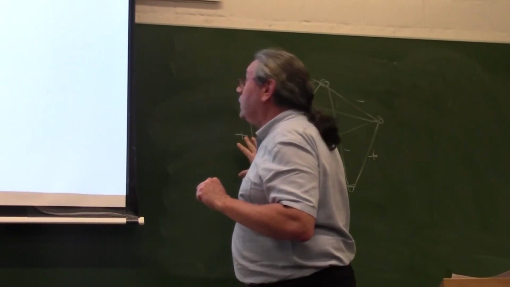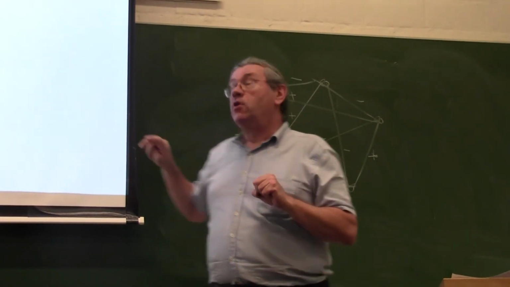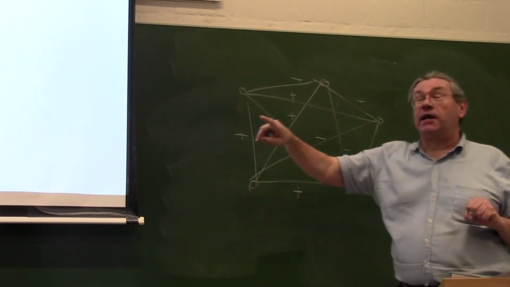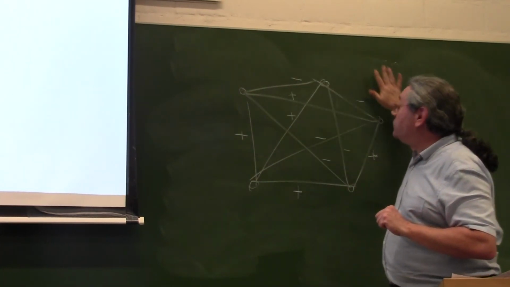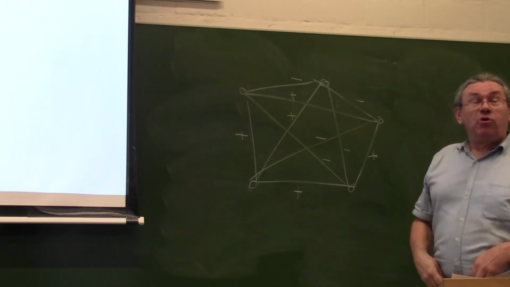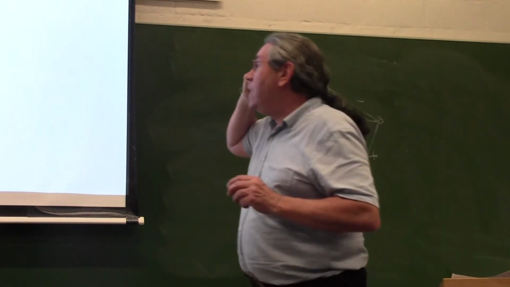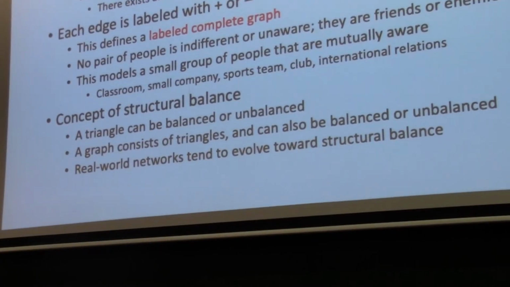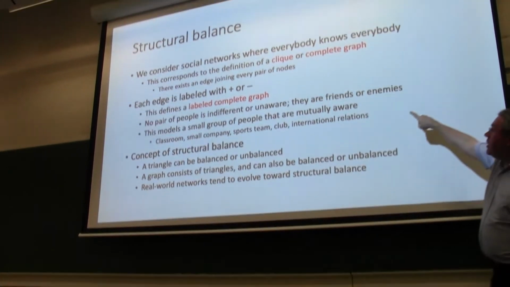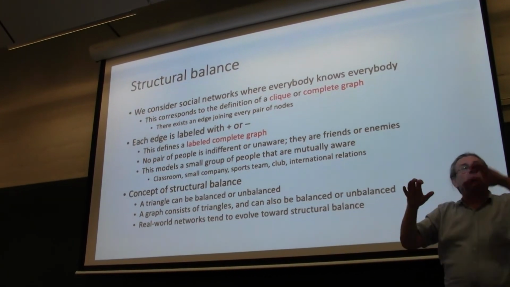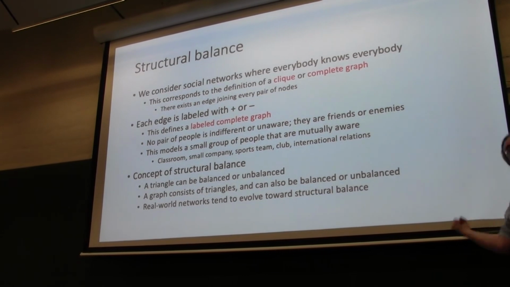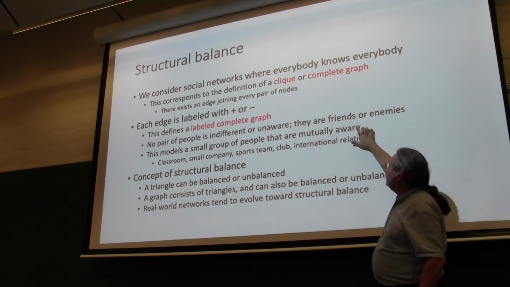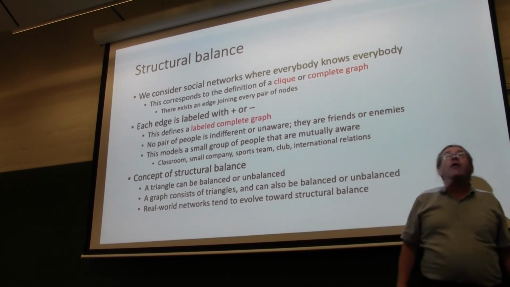This is called, by the way, a labeled complete graph. A complete graph is also called a clique. Clique is a technical term. It means that there's edges between all the nodes. So for now, we're going to talk about complete graphs, or cliques, and we're going to label them with plus and minus. So there's only plus and minus. There's no indifference. There's no zero. It's either plus, I'm a friend, or I'm an enemy. No middle ground.